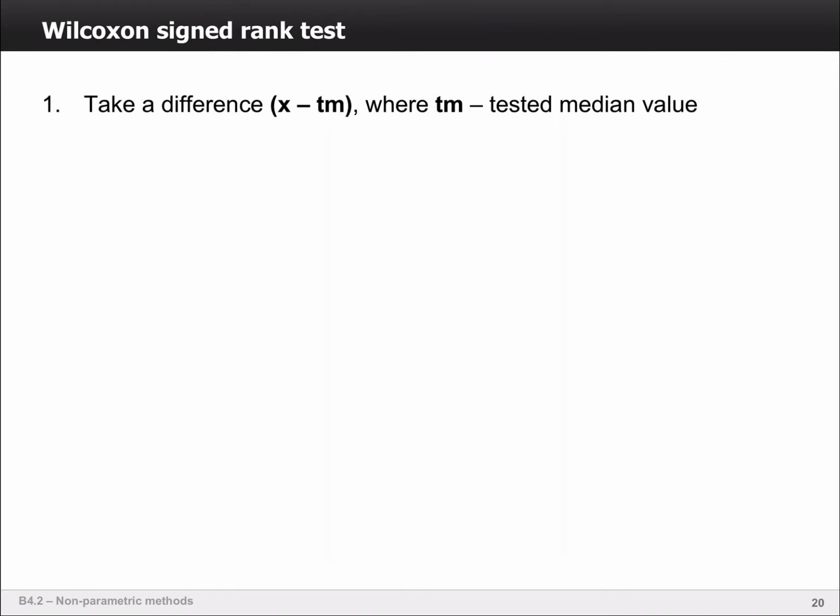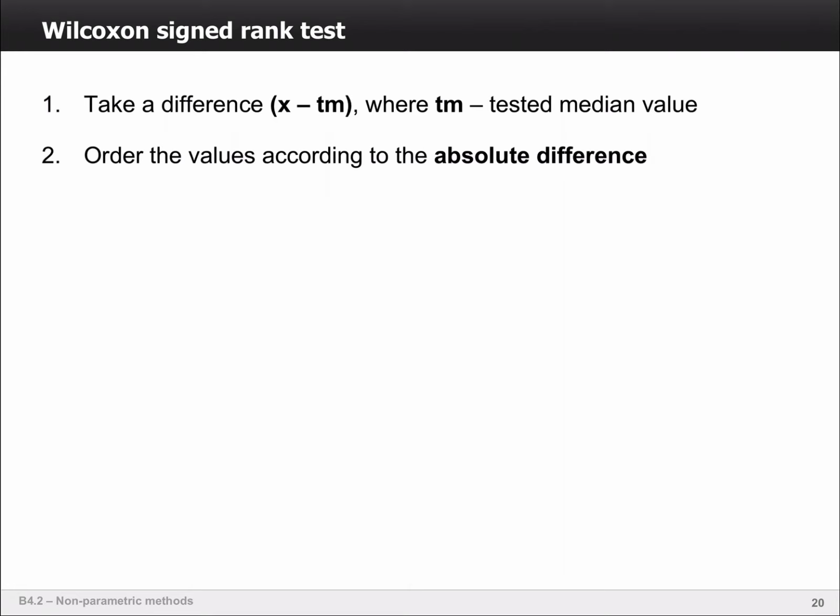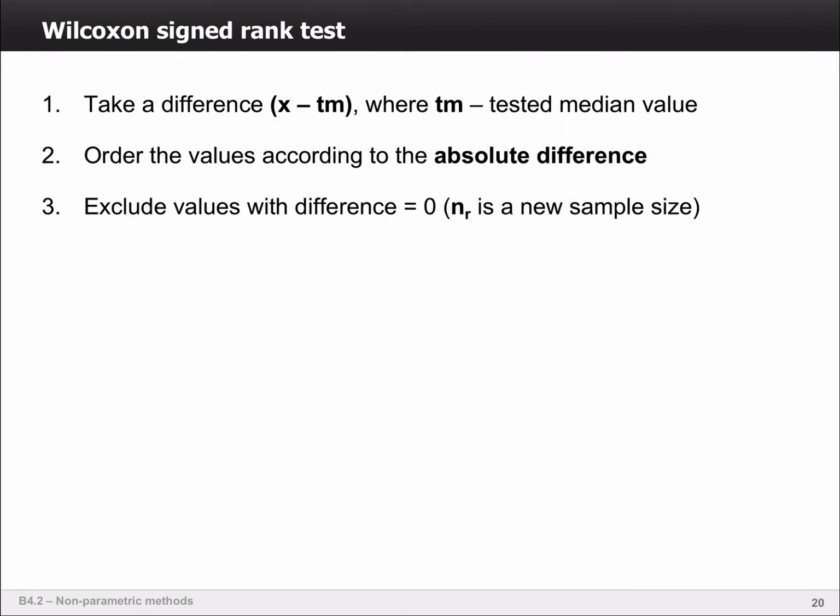So that's the procedure. First of all, we start in the same way. We take the difference between every value and the median. Then we order these values according to the absolute difference, so we don't care about the sign. Then we exclude all values where the difference is 0, so all values equal to the median should be excluded. If you indeed have such values, you just reduce the sample size by the number of these values.